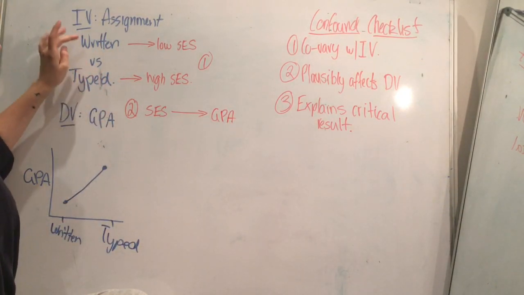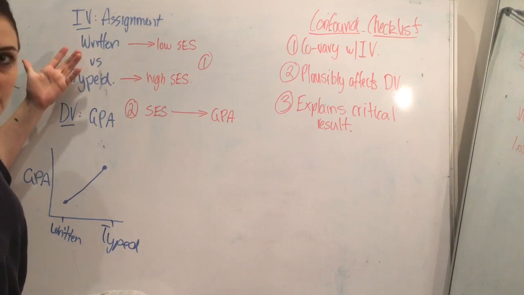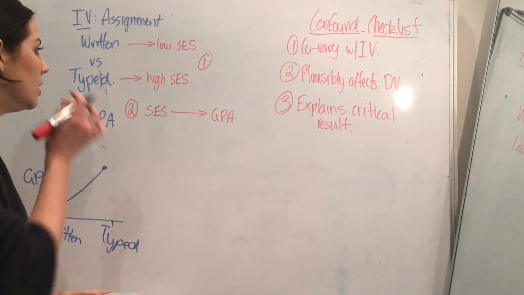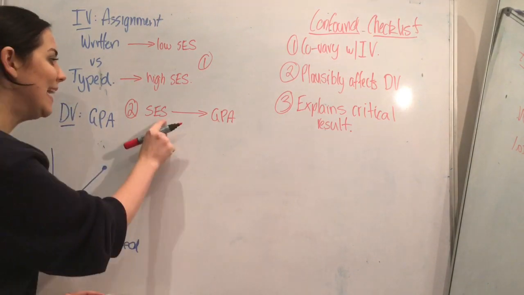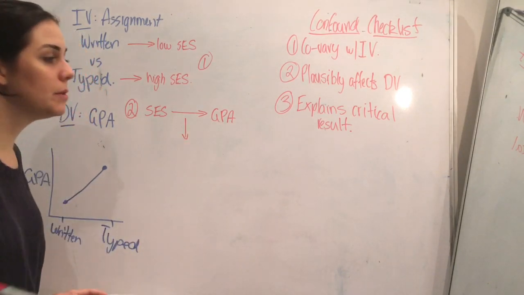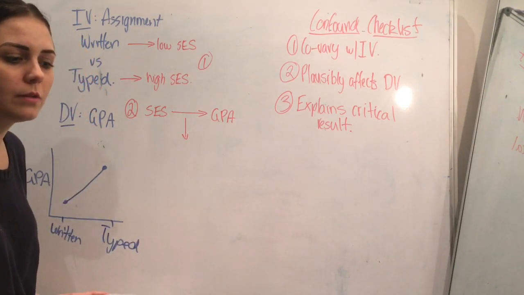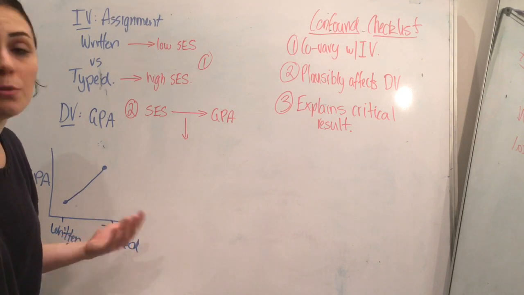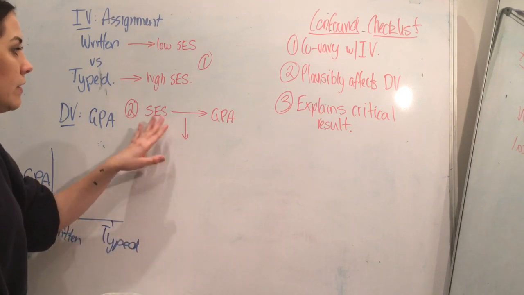Aside from written type papers, if you say this is the mechanism, then you're just explaining the critical result and not a confound. So, how can SES influence GPA? Basically, we're talking about mechanisms, or I guess if you were to analyze it or experiment on it, they could be mediators.